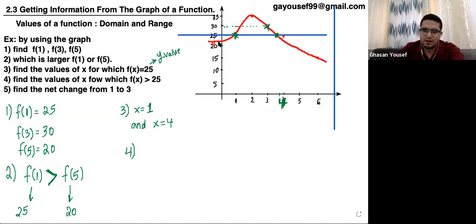In this interval, as we see, the red is below the blue line. But here, the curve is above the blue line. So this is my answer for this question. Now here, the curve goes down, below the blue line. So this means f of x is greater than 25 in this interval.